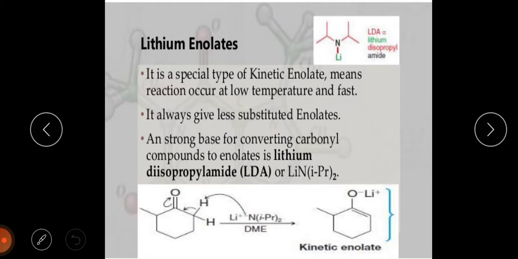The next are lithium enolates. It is a special type of kinetic enolate, meaning reactions occur at low temperature and fastest rate. It always gives less substituted enolates to us. A strong base for converting a carbonyl compound to an enolate is lithium diisopropylamide, which converts it into the kinetic enolate.